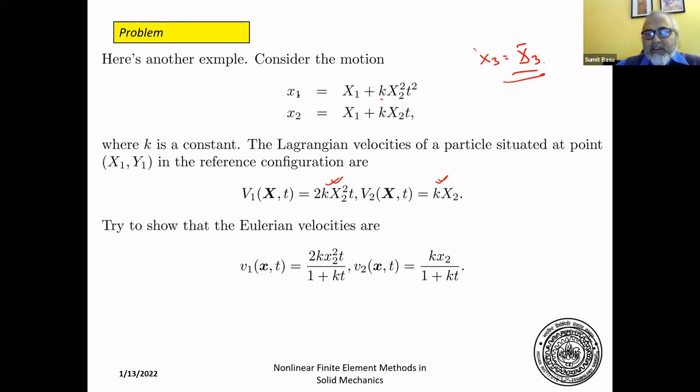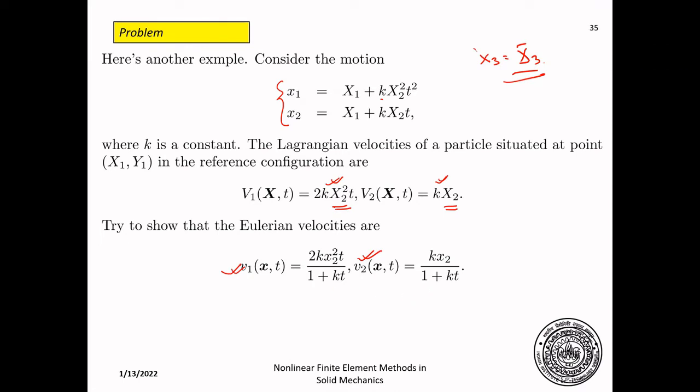What I will do is, I will have to solve for x2 from these two equations. I'll have to solve for x2 in terms of small x1 and small x2. And if I do the solution and plug the value of x2 in terms of small x1 and small x2 here, these are the Eulerian velocities that we will get. So you can try doing that yourself. And these are the Eulerian velocities that you get.